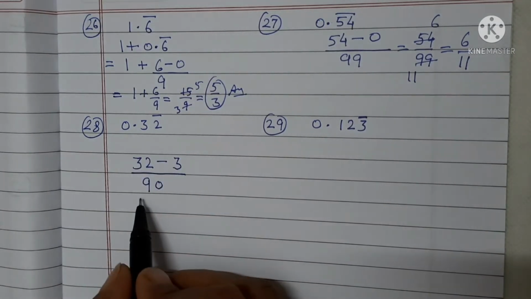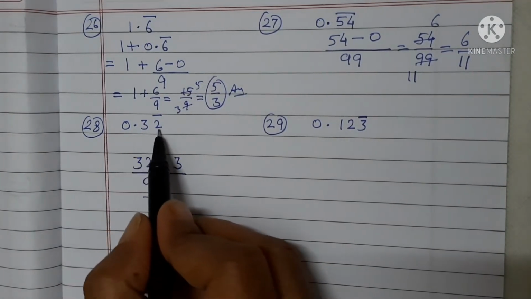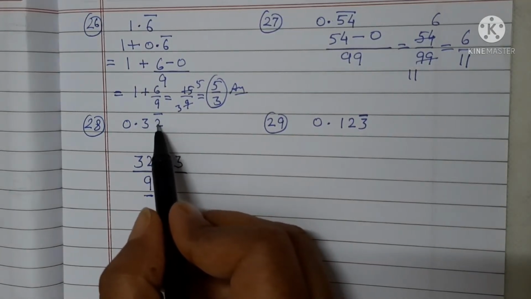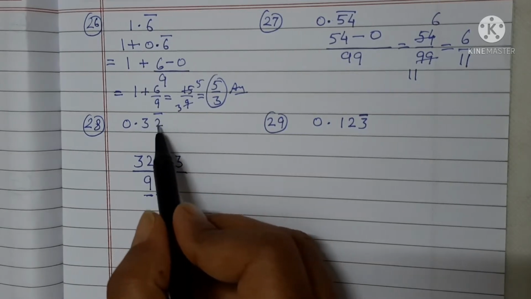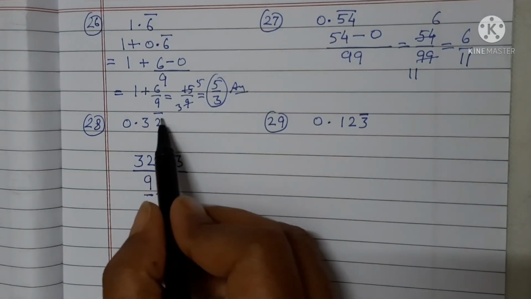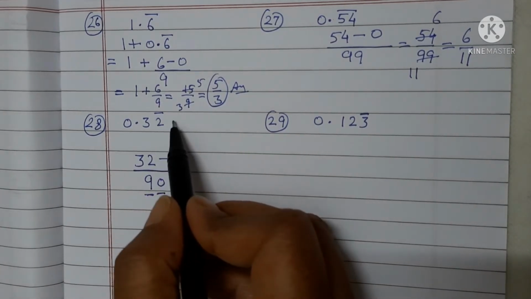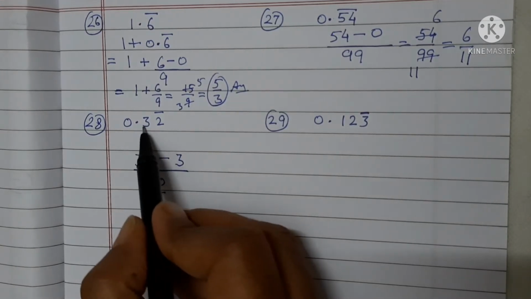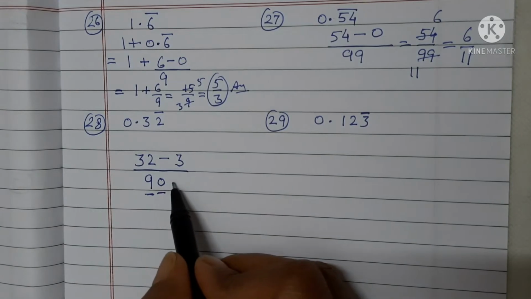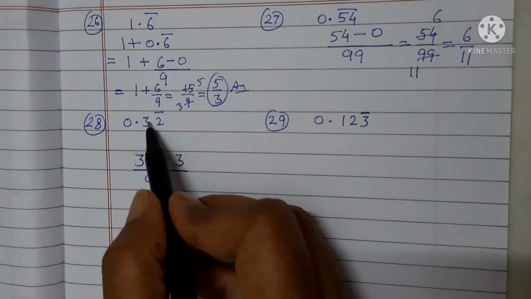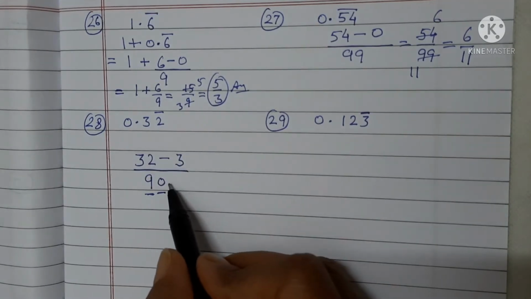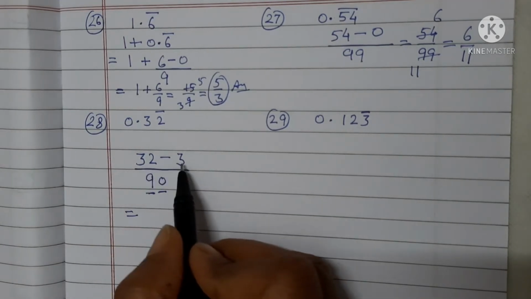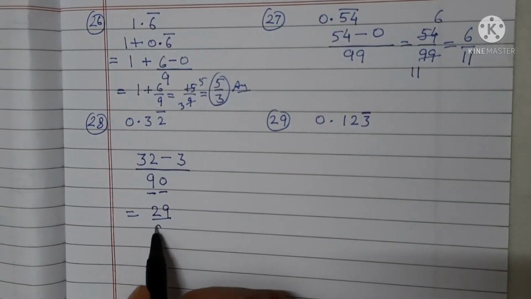This means first you make places, here after the decimal 2 places. So put 9 for the digits having a bar: only one digit having a bar, so write only 1 time 9. If 2 digits have a bar, 2 times 9. If 3 digits have a bar, 3 times 9, 9, 9, 9. And zeros after the 9: only a single digit having no bar, so write 0 a single time. If 2 digits without bar after the decimal, so 2 zeros. So this is the short method. Subtract 32 minus 3, that means 29 upon 90.